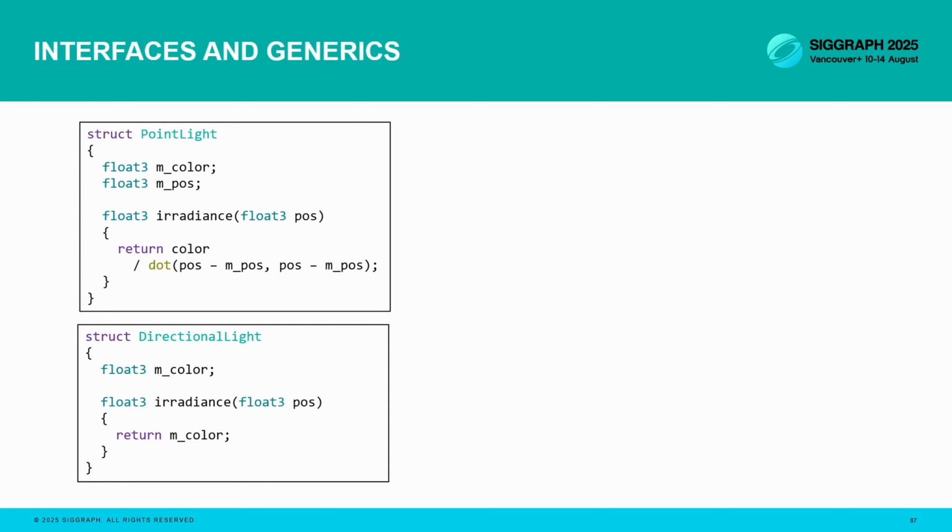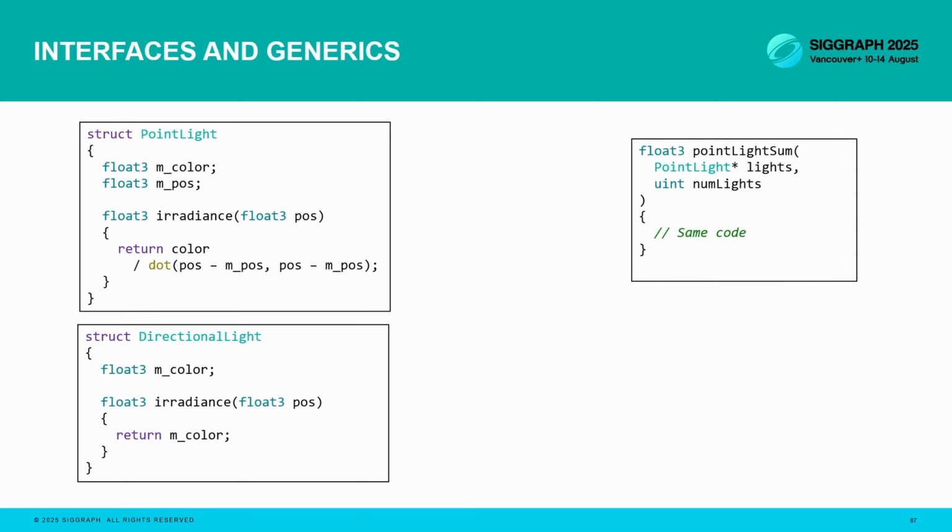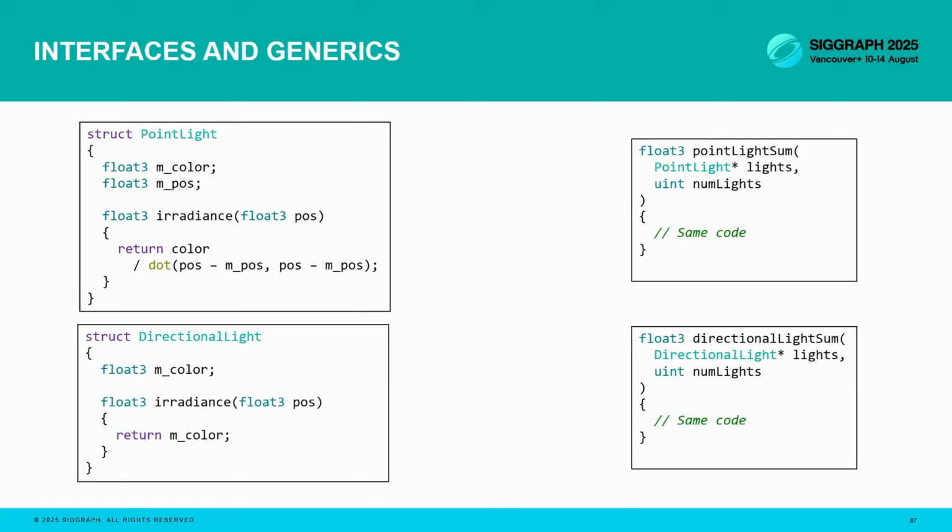Finally, let's talk about interfaces. It's pretty common in computer graphics to have multiple objects that all conform to some sort of higher level interface. For instance, point lights, directional lights, and spotlights are all kinds of lights. Mirror, Lambert, and GGX are all BRDFs, and so on. If we want to have one struct for a point light and another for a directional light, and we want to sum over all point lights, we can write a function to do that. And if we want to sum over all directional lights, we can also write a function to do that. And the code inside these functions will look exactly the same. So ideally, we'd like to generalize this function somehow.